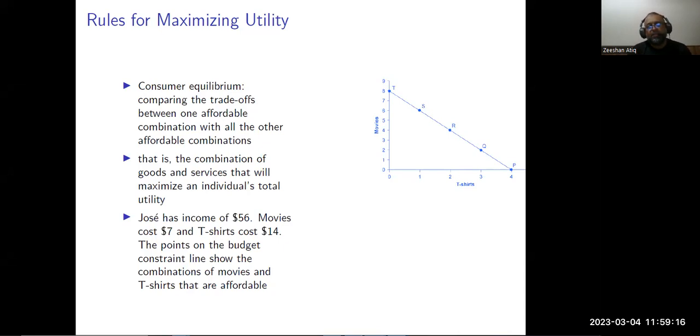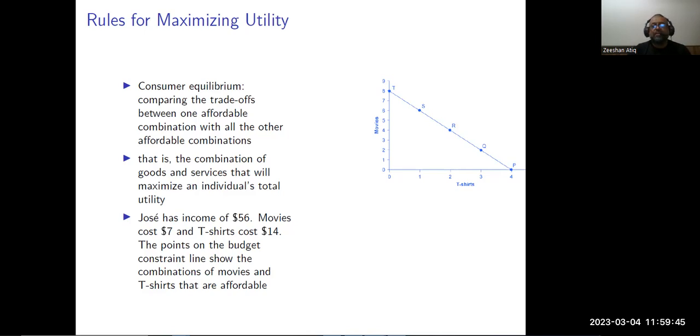The rule of maximizing utility is related to the trade-off between one affordable combination and all the other affordable combinations. That is, the combination of goods and services that maximizes an individual's total utility. We can consider an example. Say a person, Jose, has an income of $50 and he has a choice between two commodities, movies and t-shirts. The movies cost $7, whereas the t-shirt costs $14.